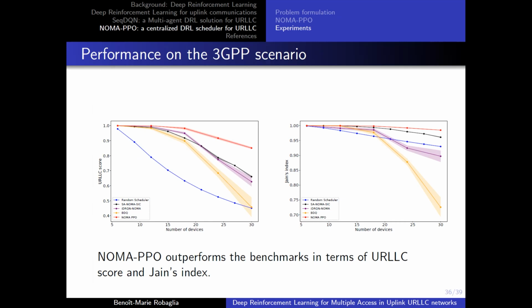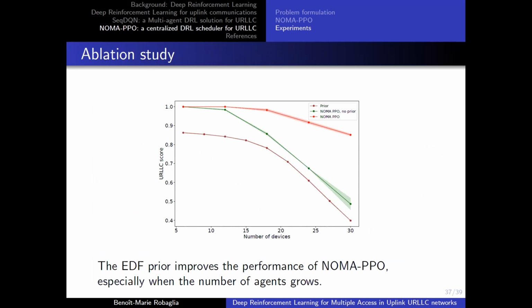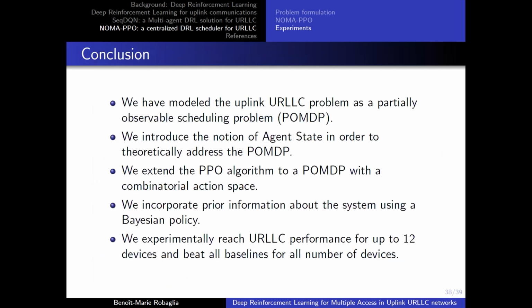And on the right, I show the Jain's index of the URLLC score. So here also, our algorithm is fair. The ablation study is just to show the effect of the prior, but it's not necessary.